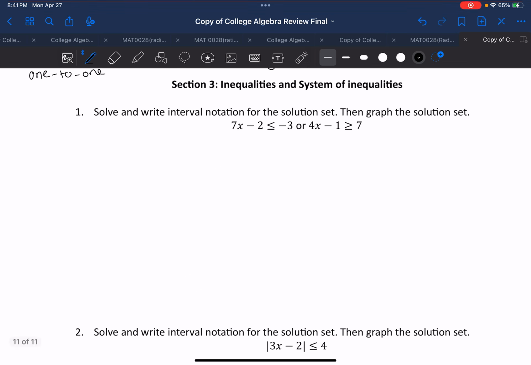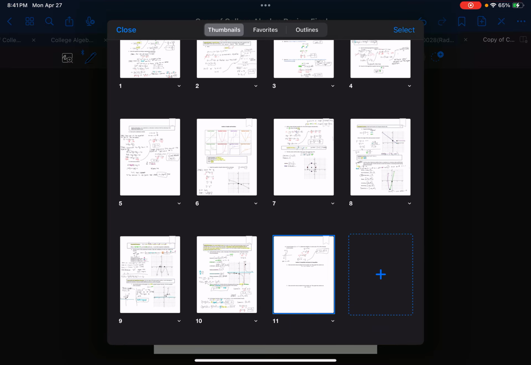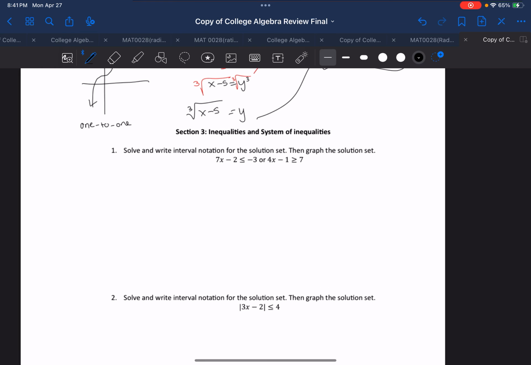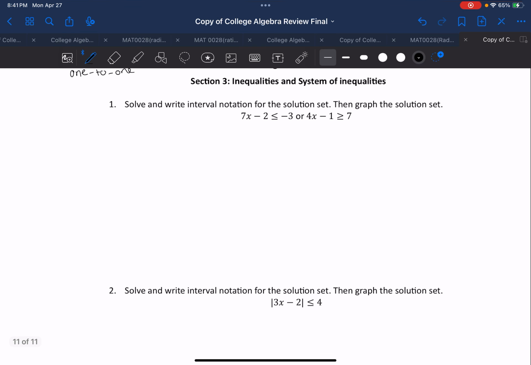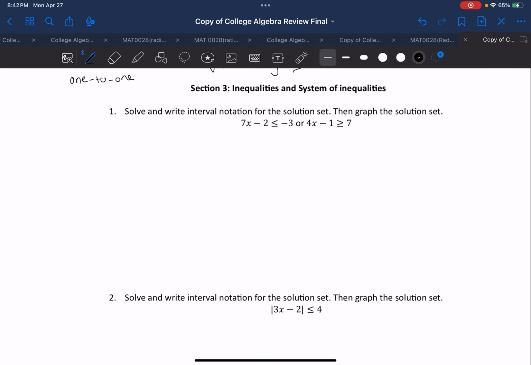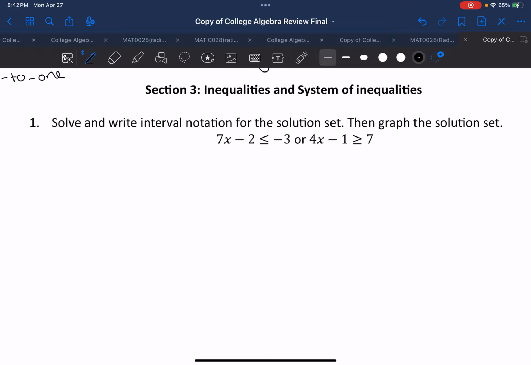Okay, the last section is inequalities and systems of inequalities. Am I missing a page here? Okay. So the first one says to solve and write interval notation for the solution set, then graph the solution set. So this is 2 linear inequalities and 1 variable, and they want me to write my solution set in interval notation.